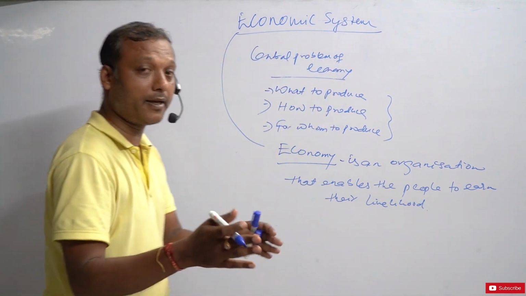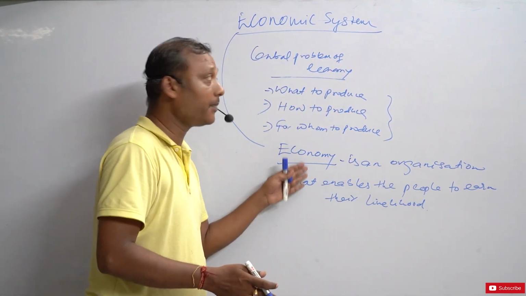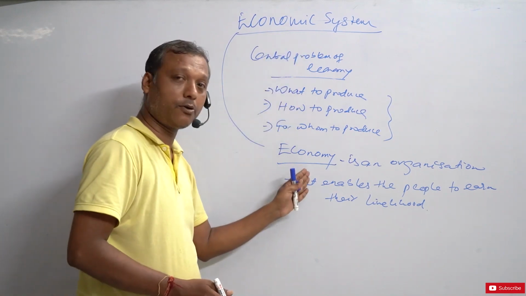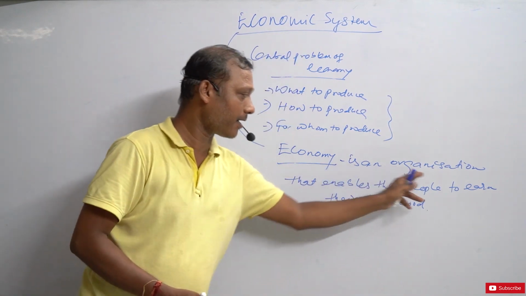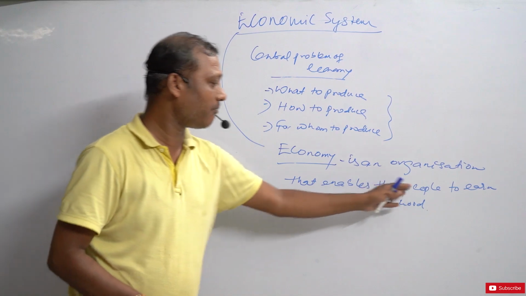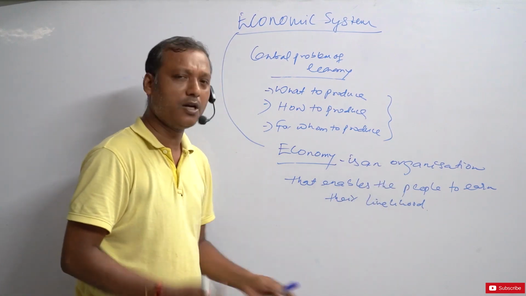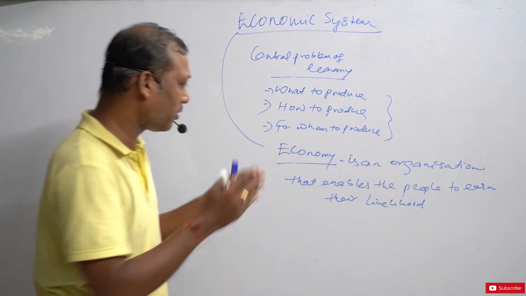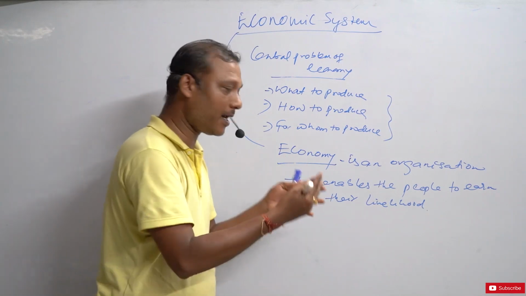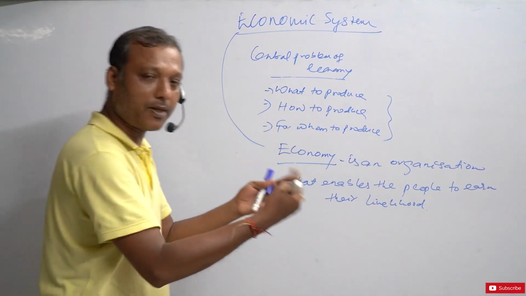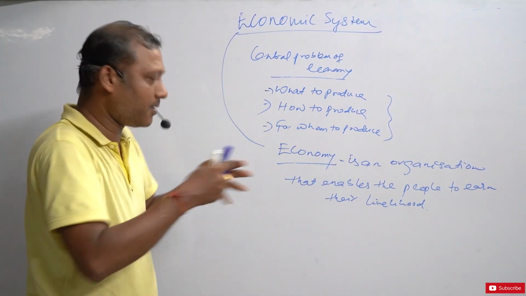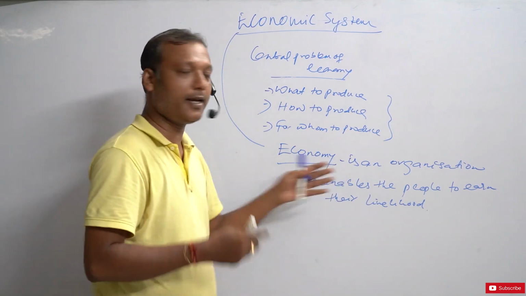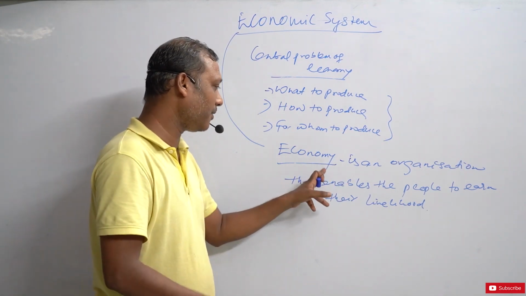Understood? Now I am giving a clear-cut picture between economy and economic system. So I told you, economy is an organization that enables the people to earn their livelihood. Through economy, we can know how people are getting their livelihood, how people are getting their income, how people are surviving through their income. This is the meaning of your economy.